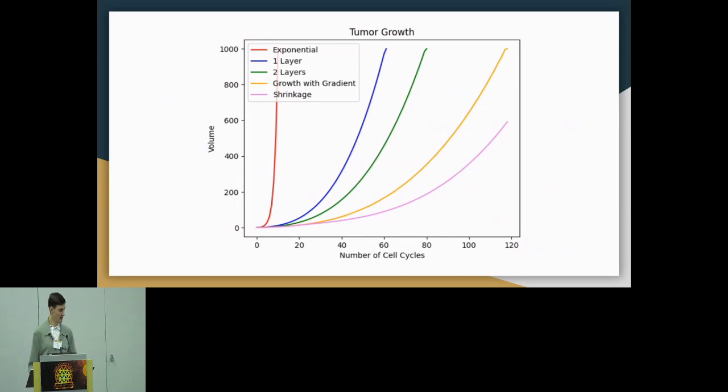By running my model one more time, represented by the yellow line, I had the volume defined by the outer edge of the tumor, but this volume was smaller than the total volume of the tumor because it was losing volume in the center. And this is represented by the pink line.